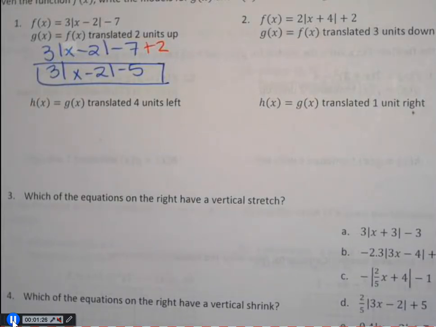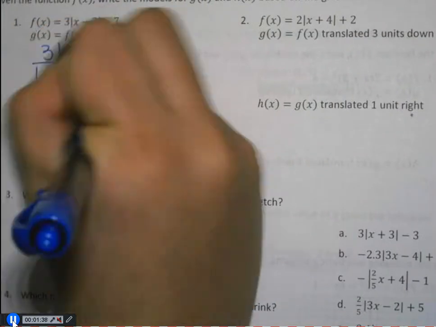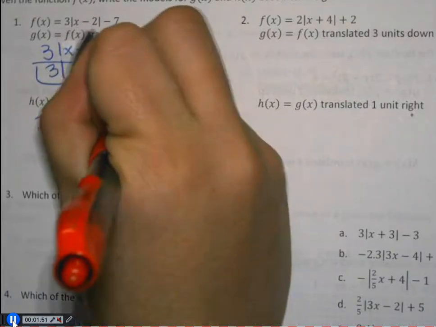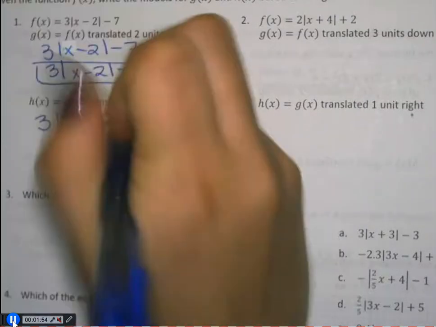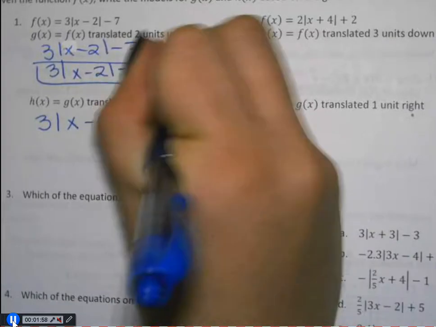Okay, so then the second part says h of x is g of x translated 4 units left. So for left and right, go inside the absolute value. What I want to do here is it's going to be the opposite sign. So left is normally negative, so I'm going to add 4. And then this is changing the answer I got right above. So I still have minus 5 at the end.